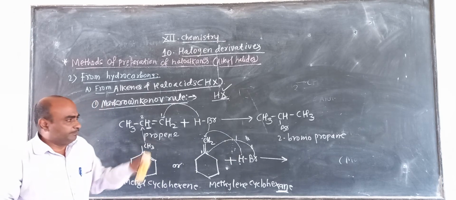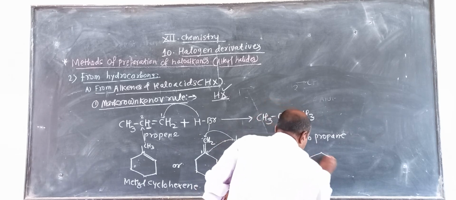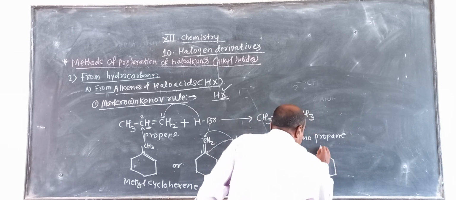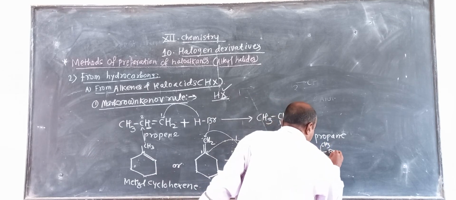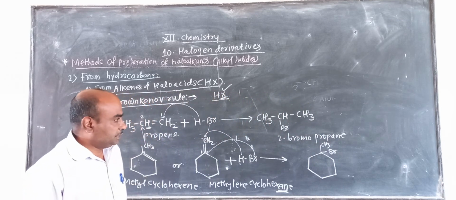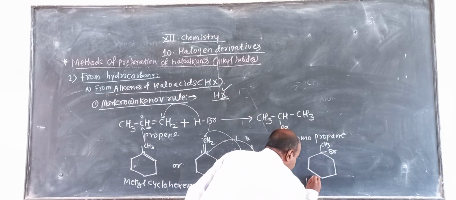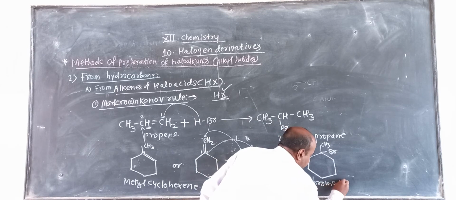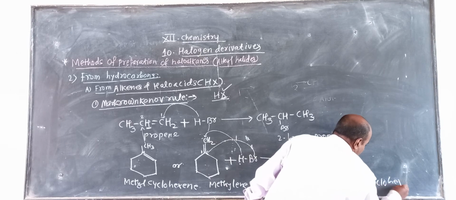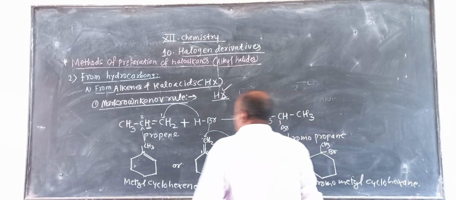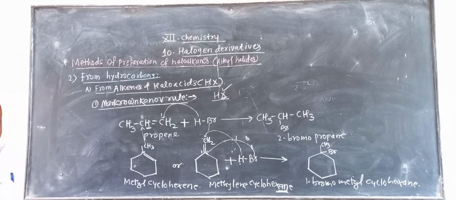So you get the same product, that is, you obtain the product with a CH3 group. Here bromine is added. So the name of this compound is 1-bromo-methyl cyclohexane. So these products are obtained according to Markovnikov's rule.